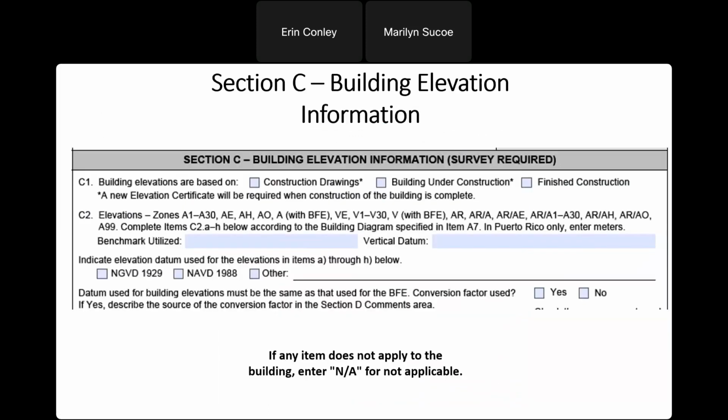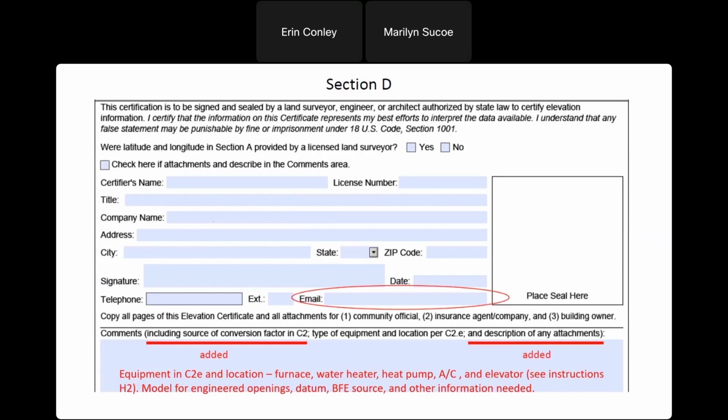Just another example. Again, if elevation doesn't apply, please enter not applicable. However, on the new form, you're unable to do that right now. Section D, they've added an email now, which is terrific.